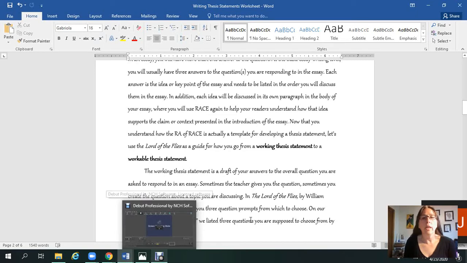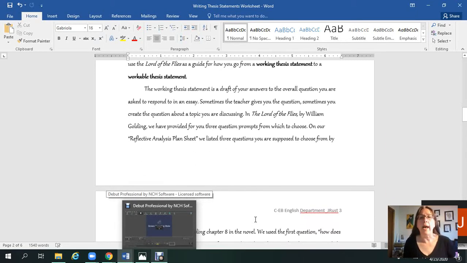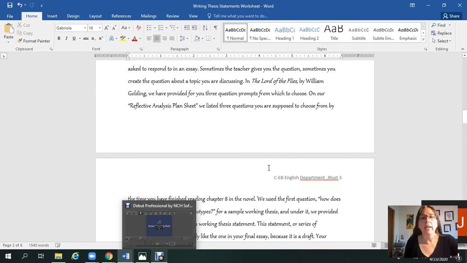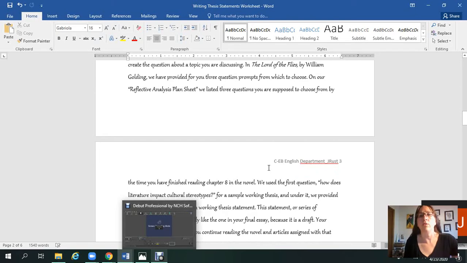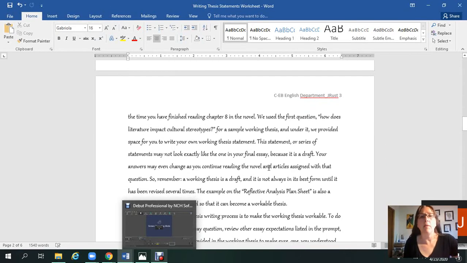So the working thesis statement is a draft of your answers to the overall question you are asked to respond to in an essay. Sometimes the reader gives you the question. Sometimes you create the question about a topic you're discussing. In The Lord of the Flies by William Golding, we've provided you with 3 question prompts from which to choose. On our reflective analysis plan sheet, we listed 3 questions you are supposed to choose from by the time you have finished reading chapter 8 in the novel.